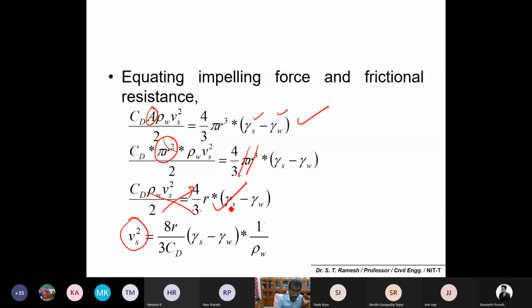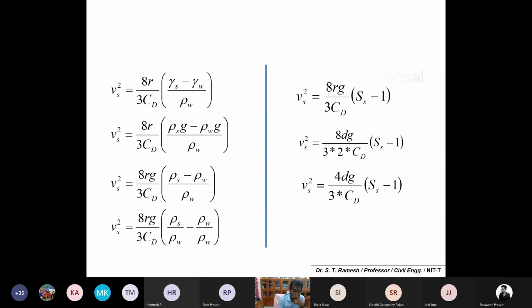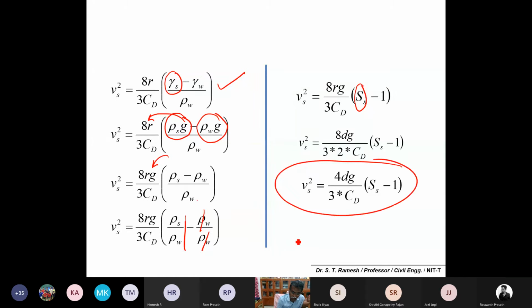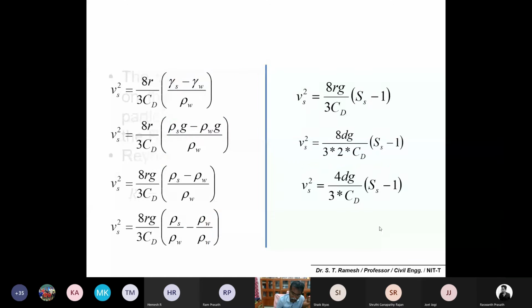Now it can be realigned like this. Gamma s I can replace as rho s into g, and gamma w as rho w into g. I take the common term g out. Thereby this becomes rho s minus rho w by rho w, and the ratio rho s by rho w is the specific gravity, so this becomes Ss minus 1. Thereby the Vs equation is: Vs square is equal to 4dg by 3Cd into (Ss minus 1). This is not very challenging, and it is very easy to remember the formula. Is it fine?